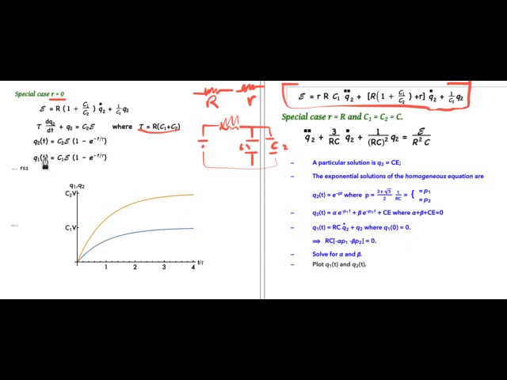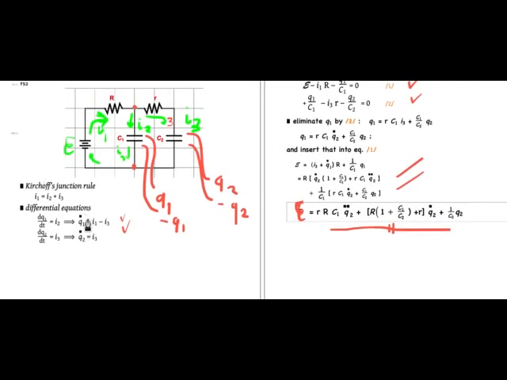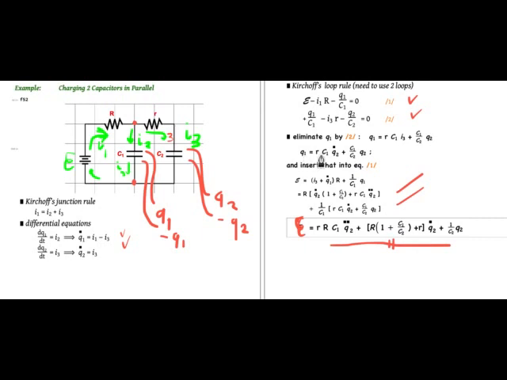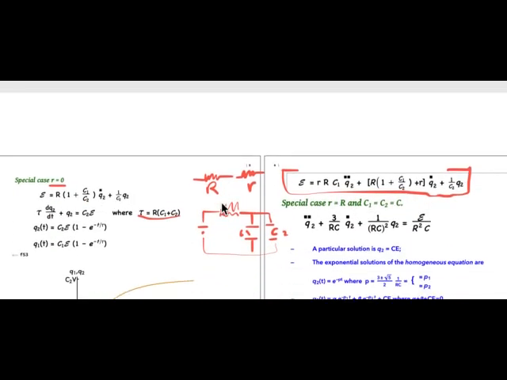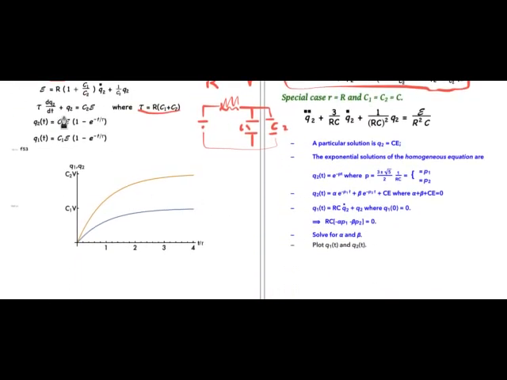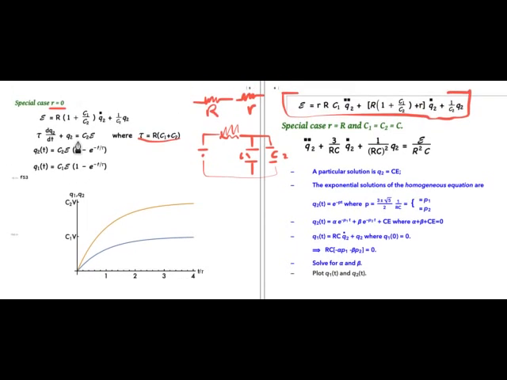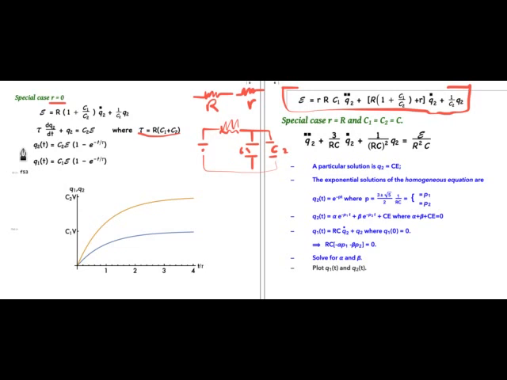Q1, I have to go back to my equations from the previous graph and relate Q1 to Q2. I go back here. If R is equal to 0, then Q1 is just C1 over C2 times Q2. So just multiply Q2 by C1 over C2. Q1 will just be C1 E times (1 minus e to the minus t over tau). So that gives me the charge as a function of time for each capacitor. And I could also get the currents just by taking derivatives of those.